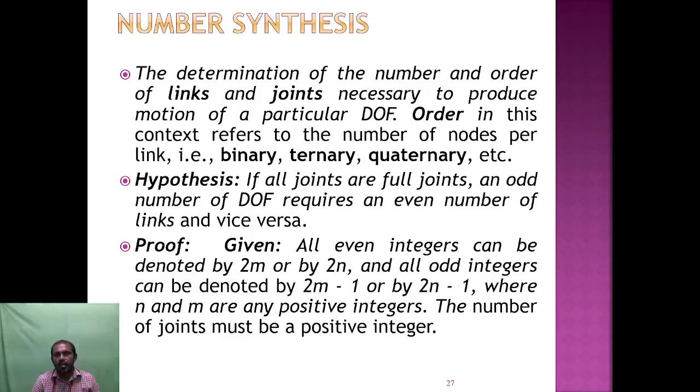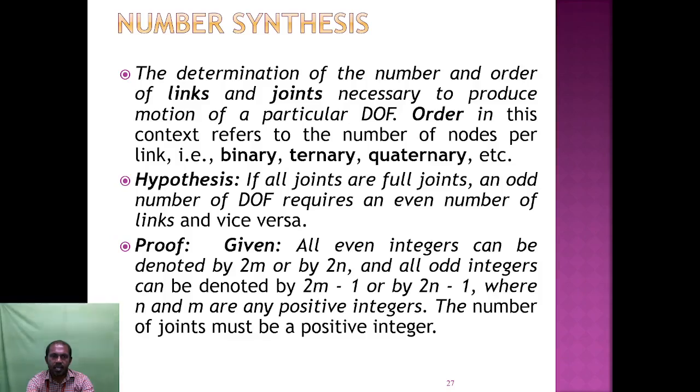Okay. The final one is number synthesis. Number synthesis determines the number and the type of links and joints needed to achieve a specific degree of freedom and motions. It is a determination of the number and order of links and joints necessary to produce motions of the particular degree of freedom.